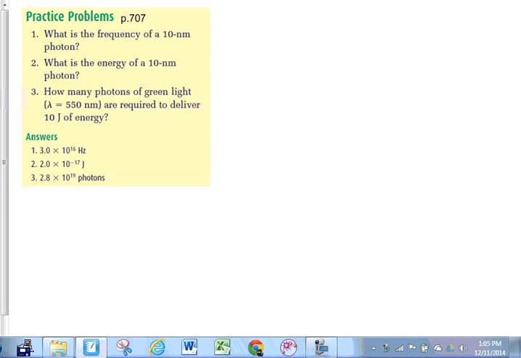Number 1. Okay, 1 and 3, yeah. Number 1 says, what's the frequency of a 10 nanometer photon? I'm probably going to circle that because I don't want to be in nanometers. I want to be in meters. What's the frequency of that photon?